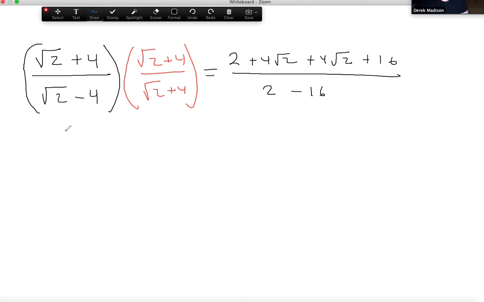And now I'm going to combine my like terms. So up in the numerator, I got a 2 and a 16, so I'm going to make that an 18 right there. I have 4 root 2's plus 4 more root 2's. So that's going to make 8 root 2's all together over 2 minus 16, so that will be a negative 14. And then, so here's the kind of weird part about this.